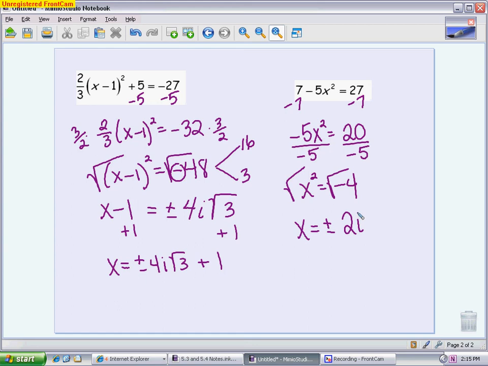So that gives you 2 where you had imaginary type answers. 2 of them had a parentheses squared, 2 of them had just x squared. So you get to see all the different types that you'll be asked to do on a test or a quiz.